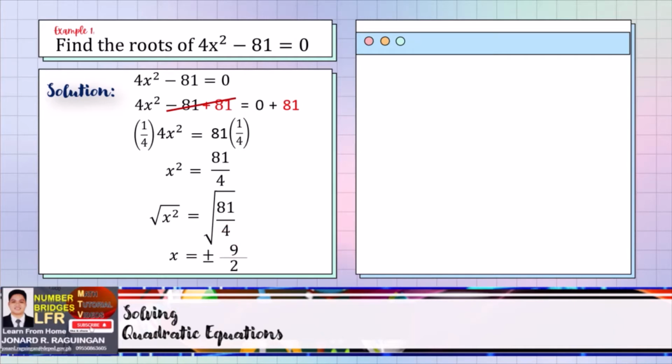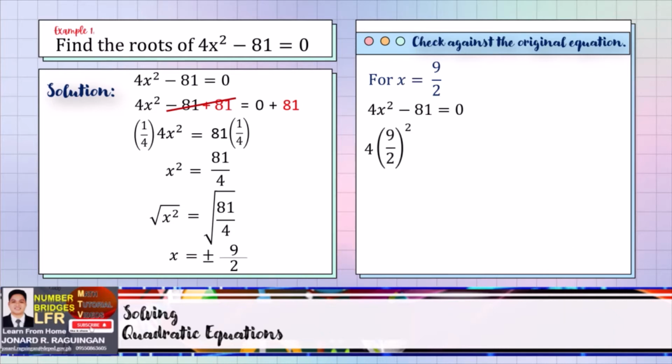Then, let's find out whether positive and negative 9 over 2 are really the roots of 4x squared minus 81 by checking against the original equation. x is equal to 9 over 2. The original equation is 4x squared minus 81 is equal to 0. Substitute the value of x in the original equation. We have 4 times the value of x, which is 9 over 2, raised to 2, minus 81 is equal to 0. Then simplify.